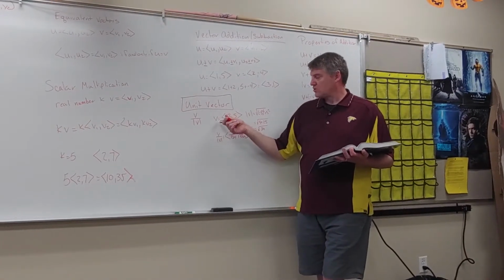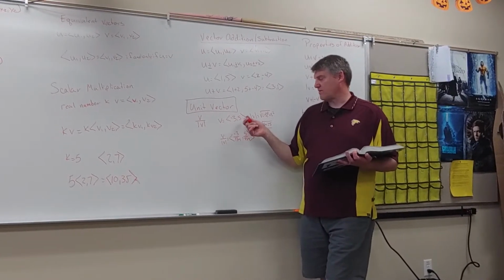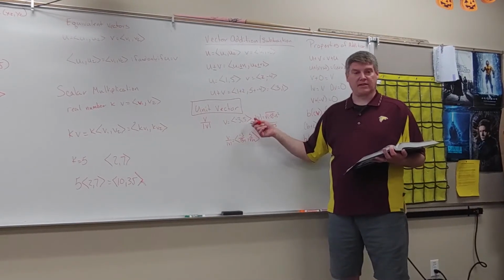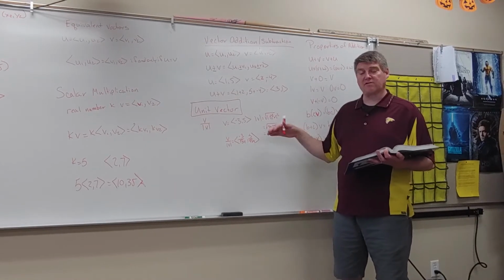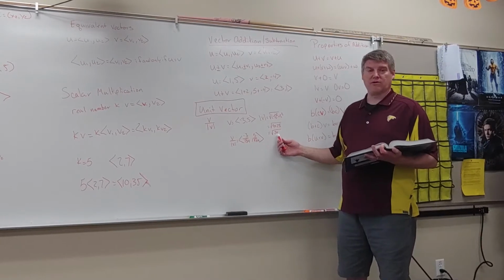Okay? So if I have a vector here, which is -3, 5, the first thing I want to do is find my length or magnitude. So I'm going to square each piece. I'm going to square -3, I'm going to square 5. So that gives me 9 and 25, which gives me a square root of 34.